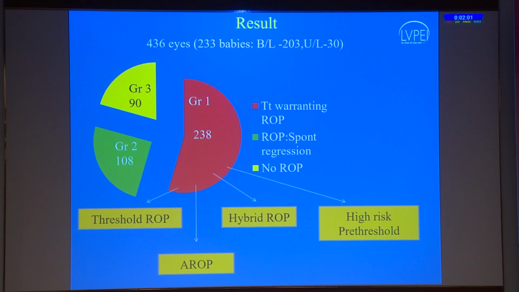So they are prematurely born babies but no ROP; they acted as control. Group 2, 108 eyes, spontaneous regression: ROP that regressed on its own without treatment. Group 1, 238 eyes, the treatment-warranting ROP, subgrouped into threshold, hybrid, APROP and high-risk threshold.